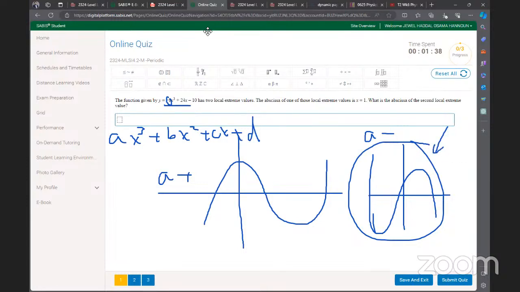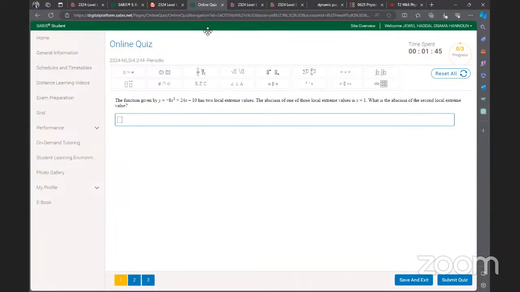Sir, I mean the answer is going to be negative 1, right? Let's make sure. We aren't sure till now. How do we make sure that the other x will be negative 1? Look, first find the derivative.